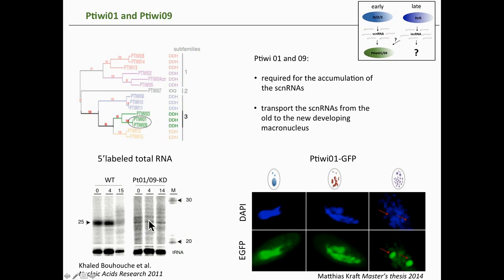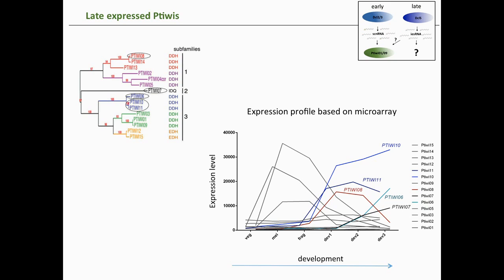Plus, we believe that the Piwis transport the scnRNAs from the old to the new macronucleus. As you can see here with a GFP fusion, it first localizes in the old MAC, stays there during fragmentation, and then further localizes in the new anlagen. But of course, we were interested in the late-expressed Piwis, since we want to find the interaction partner of the late iesRNAs. Candidates for this were the paralogs Piwi 10 and 11, Piwi 6, Piwi 7, and Piwi 8.